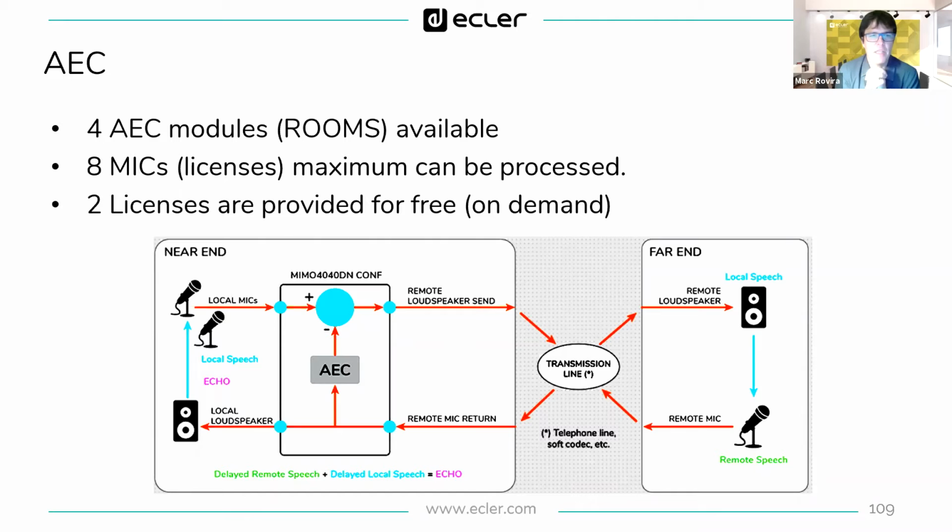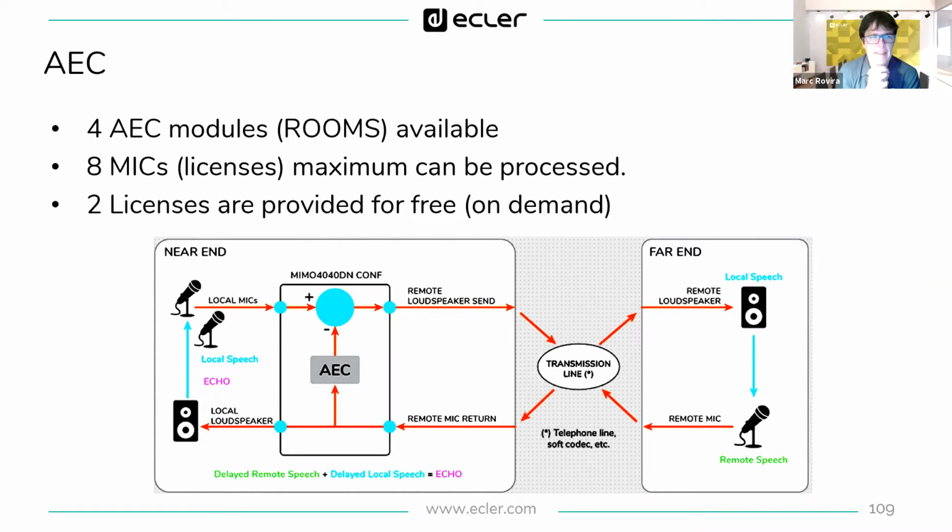The total number of mics that can be processed is 8, okay? So if you've got 4 rooms, maybe you can assign 2 in each and every room. If you have 2 rooms, you can assign 6 in one room and 2 in the other as a maximum, okay? Or if you want to make 2 mics in the first room and 2 in the second room, you can also decide that.